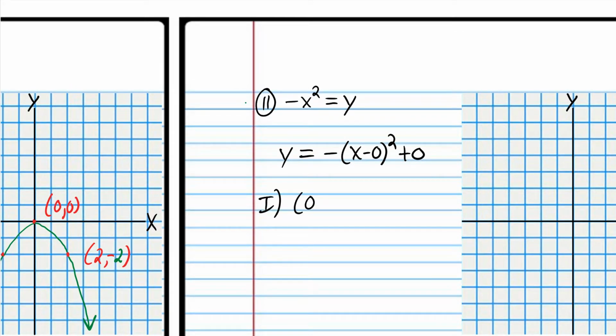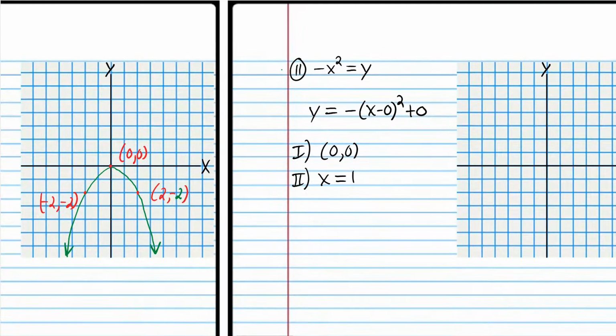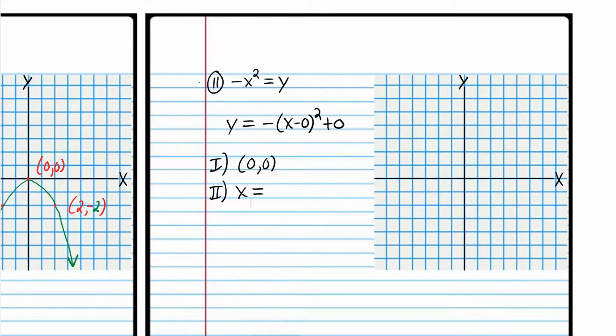So step 1 is to find the vertex, and obviously we have the vertex. That was pretty easy. Now I'm going to let x equal 1. Actually, I think I'm going to let x equal 2. You might use different points. That's okay.